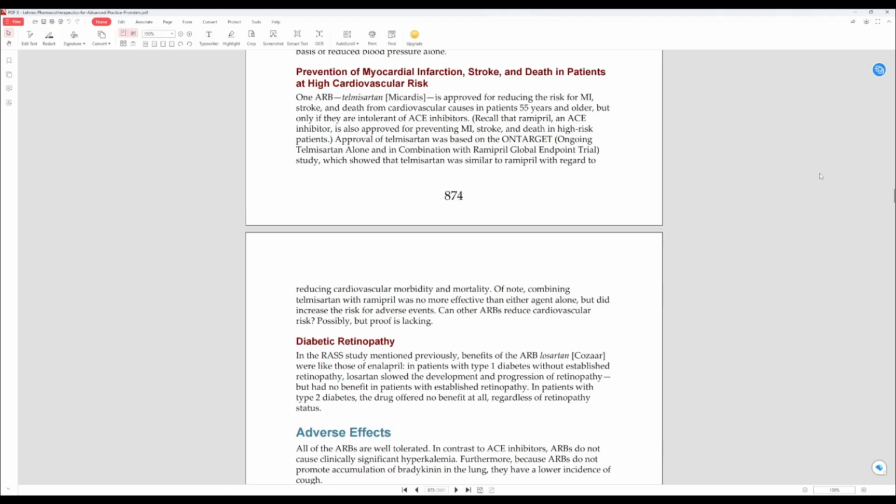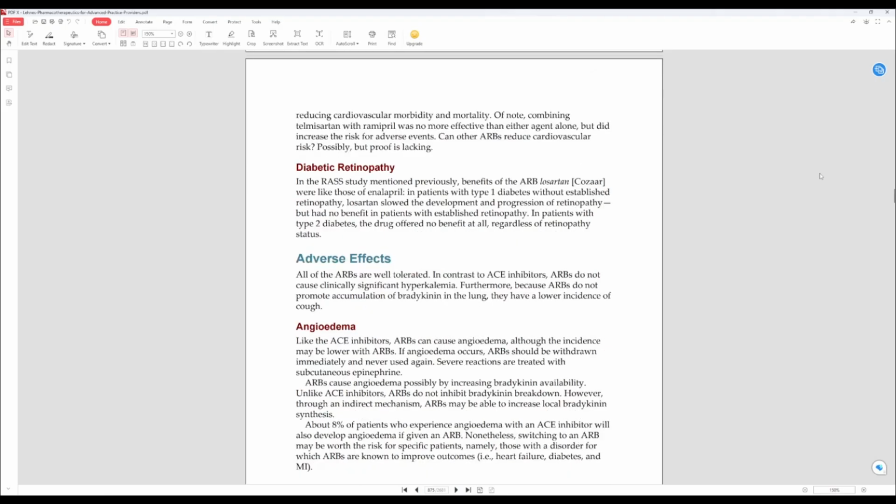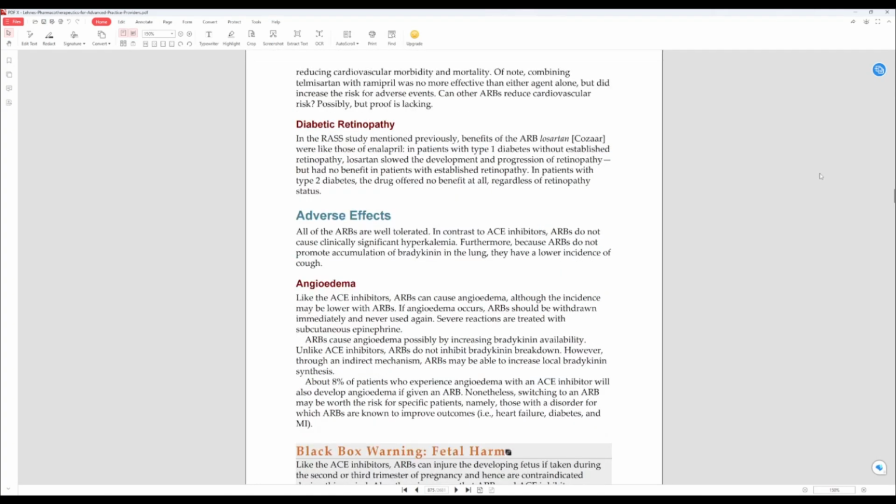Of note, combining telmisartan with ramipril was no more effective than either agent alone, but did increase the risk for adverse events. Can other ARBs reduce cardiovascular risk? Possibly, but again, the proof and evidence behind it is currently lacking.